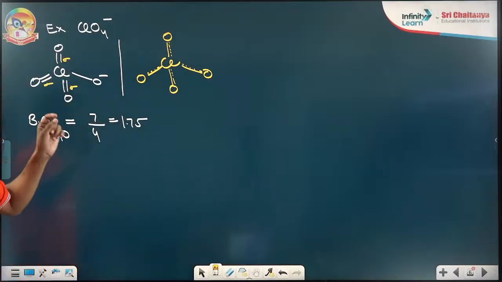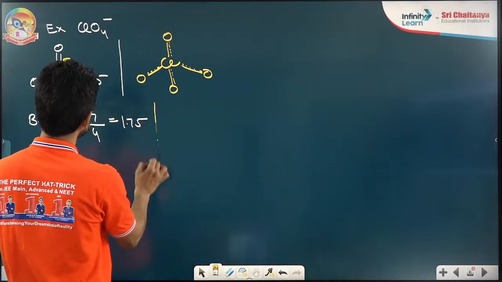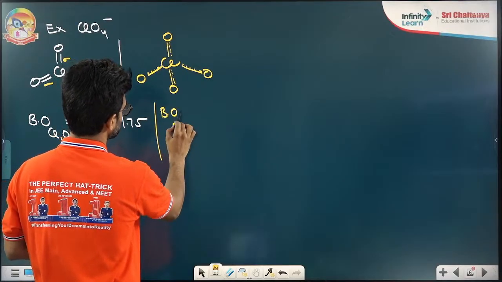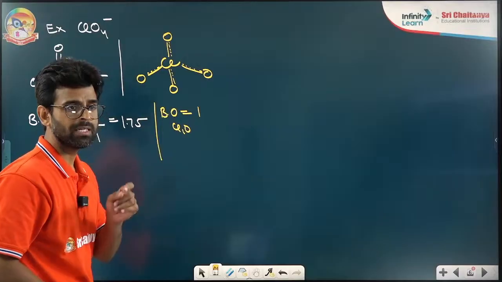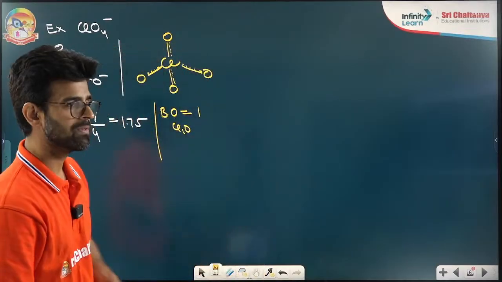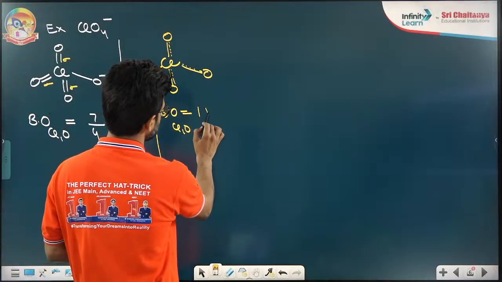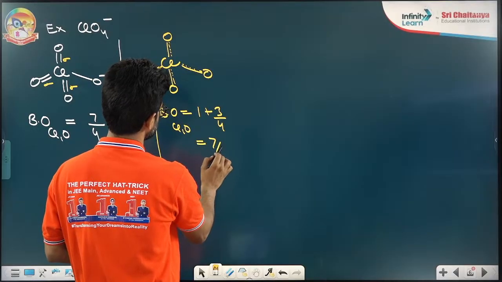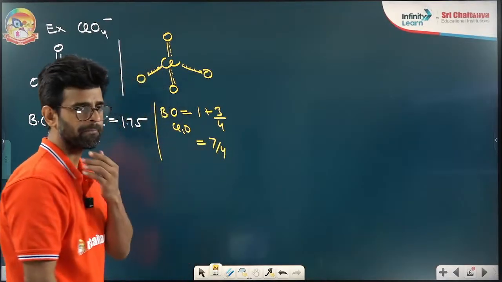And total how many pi bonds are there? 3 pi bonds. So if you go this way, you can say one bond is permanent between every chlorine and oxygen. And now 3 pi bonds are delocalized between the 4 locations. So I will say 1 plus 3 by 4, right? Same thing. 7 by how much? 7 by 4. Okay. Same thing.